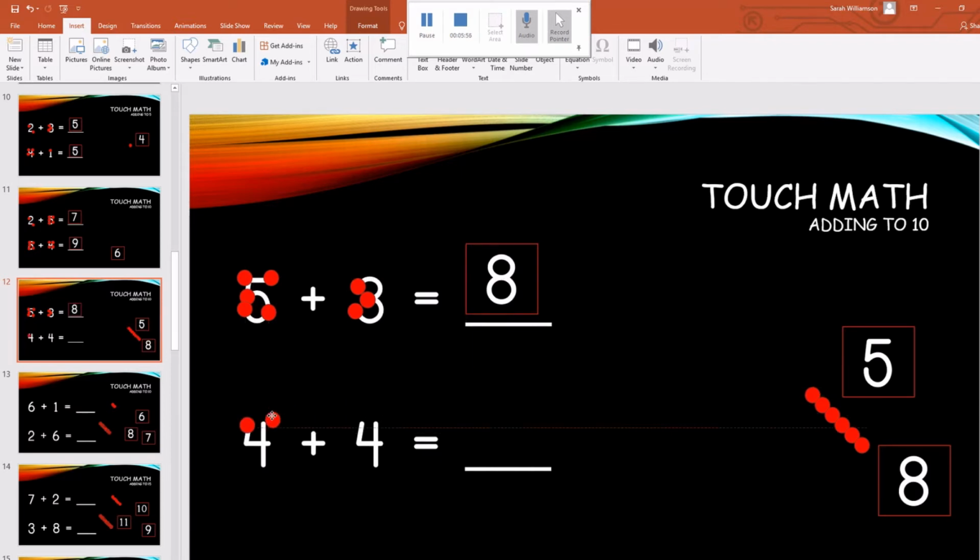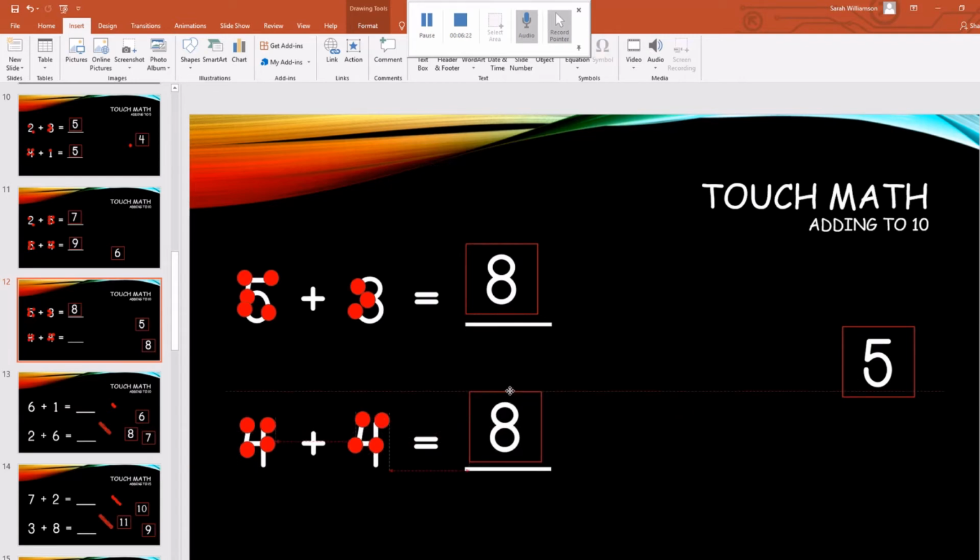1, 2, 3, 4, 5, 6, 7, 8. You have 8, and it's right here. All right, and there you go.